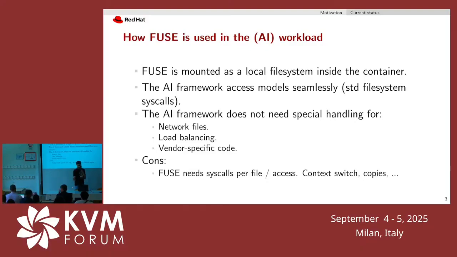At this moment, the way artificial intelligence uses FUSE is to mount remote files, the remote artificial intelligence models, as a local file system. These are the typical advantages: the artificial intelligence workload is able to access these files seamlessly, like standard write and read syscalls. It doesn't need to handle things like load balancing, how to access the different cloud providers for these files, etc.